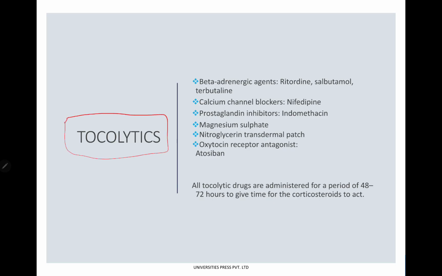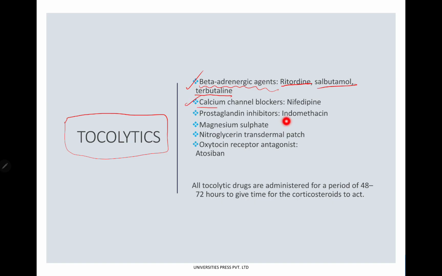What the tocolytics are is also another question. Tocolytics alone can be a short note. So tocolytics are, for example, beta adrenergic agents. What are the beta adrenergic agents? Retardin, salbutamol, terbutaline. So the three main beta adrenergic agents used as tocolytics are retardin, salbutamol and terbutaline.